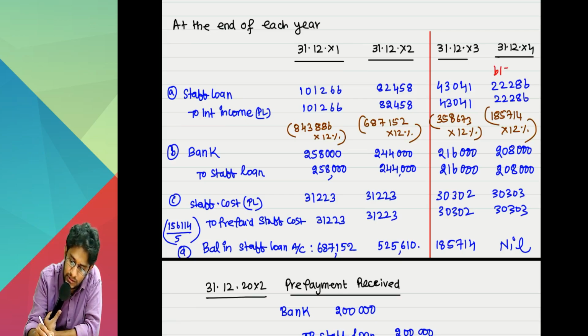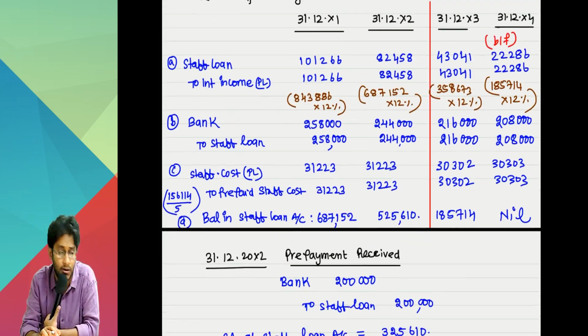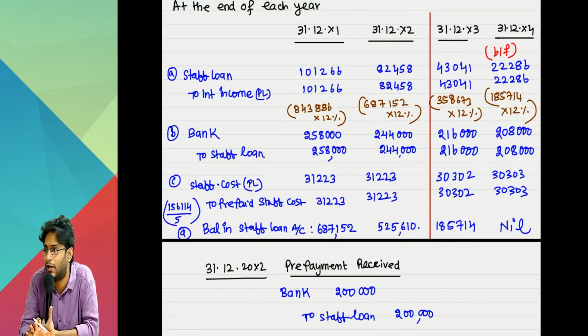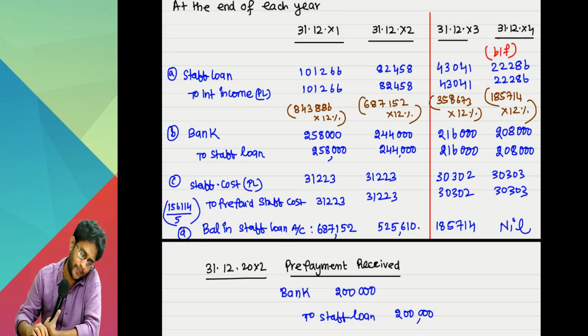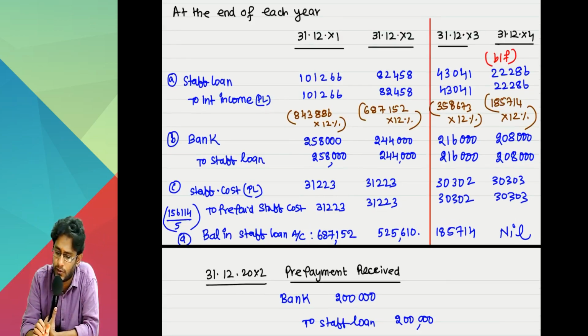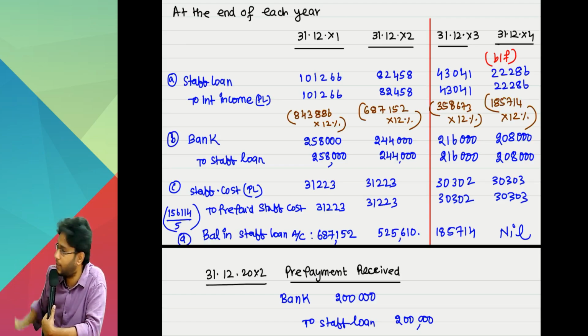Last year's interest, it is better you take it as a balancing figure. Even if you directly work it out, nearly it should come off. How much is the gap? 185,714 into 12% if you do, how much are you getting actually? Just 1 rupee gap. If you took 4 decimals, it will come accurately. But anyway, for any purpose, take it as balancing.